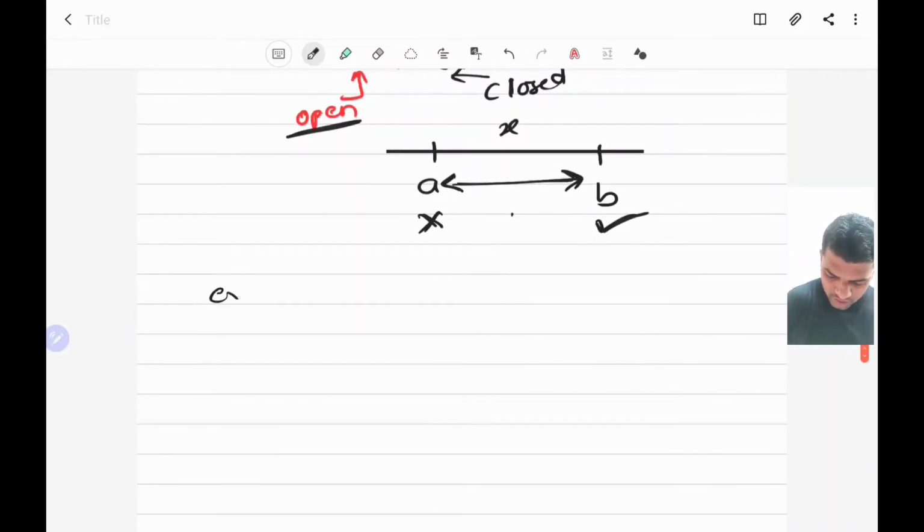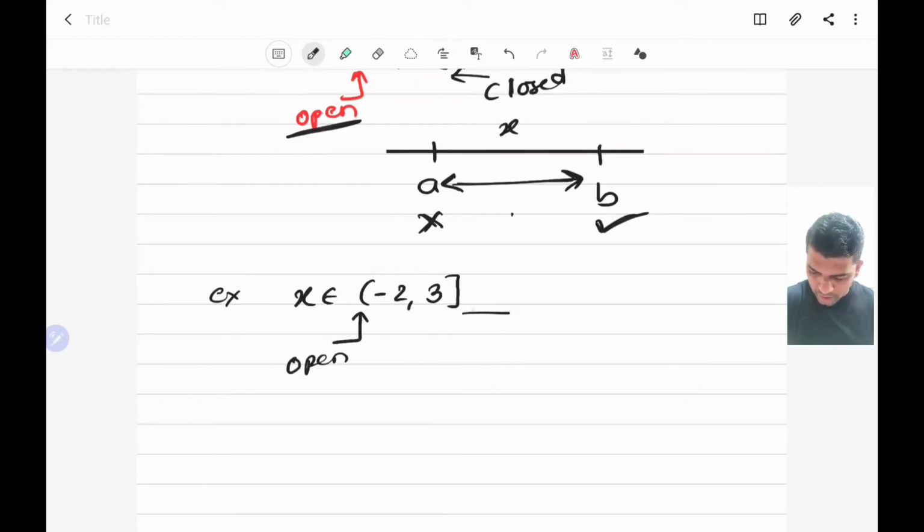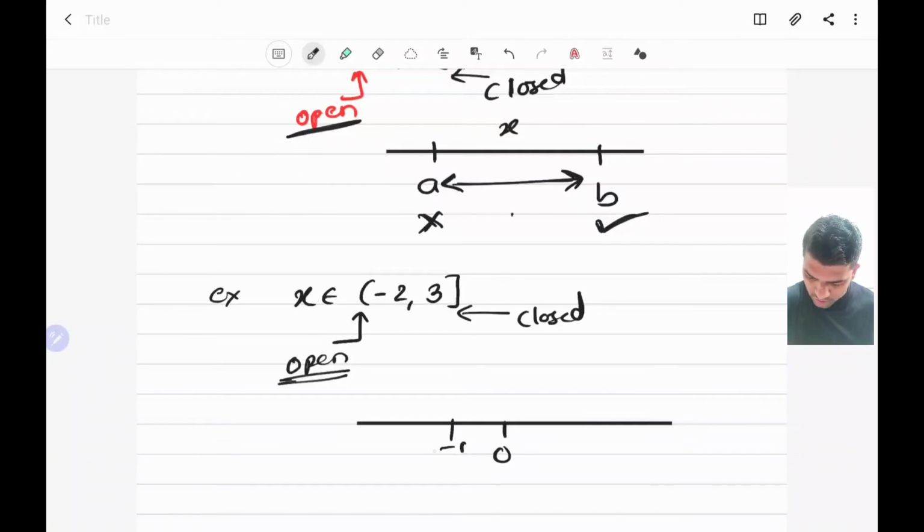Let's understand with this simple example. Let's say x belongs to this semi-open interval (-2, 3]. Are you observing? Here we started with an open bracket and we ended with a closed one. Since we started with open, that's why it is called a semi-open interval. You will plot this on a number line. Let's say this is the number line for x. 0 lies somewhere here, then -1, -2, 1, 2 and 3.